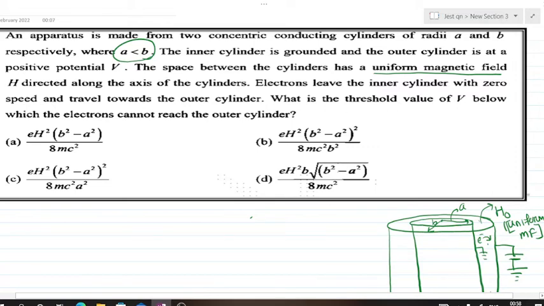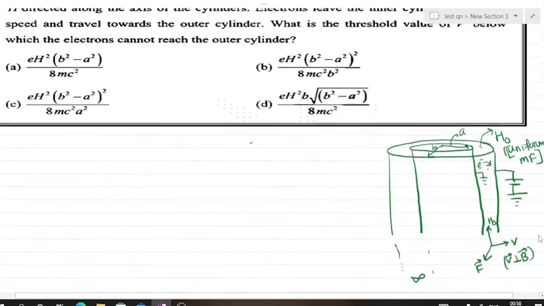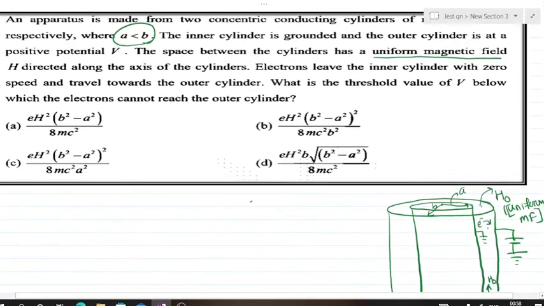Okay, and I have already drawn the figure. See, this is our concentric conducting cylinders, with inner cylinder of radius a, outer cylinder of radius b, and a uniform magnetic field directed along the axis of the cylinders. That is, a uniform magnetic field here, along the axis, that is along this.